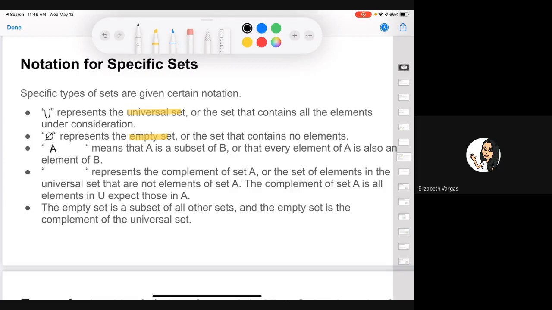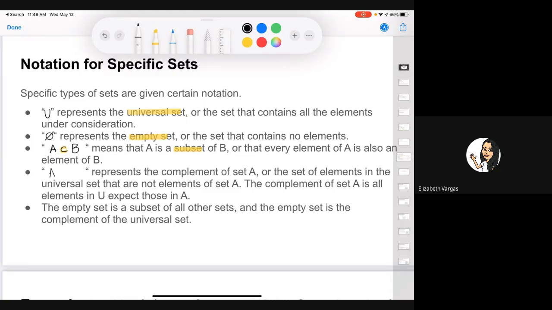We also have this symbol right here, which tells me that I have a subset. So this would say A is a subset of B. Basically, that means if I have elements that are listed under my set A, they would also be listed under my set B. So every element in set A would also be in set B. Whenever we see that symbol, it means a subset. And so every condition for A would also apply for B. We'll look at some examples of that.